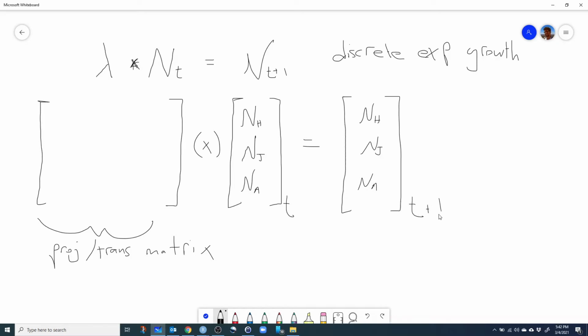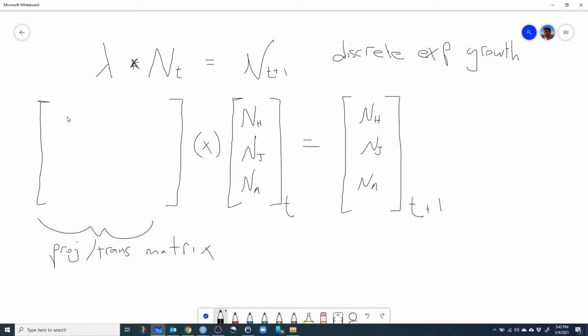All right, so that is how closely analogous this procedure, this matrix population modeling, is to the simple multiplicative exponential growth equation for discrete population growth. Lambda times n at time t is equal to n at time t plus 1. The projection matrix times the abundance vector at time t is equal to the abundance vector at time t plus 1. All right, so that's where I'd like to start.